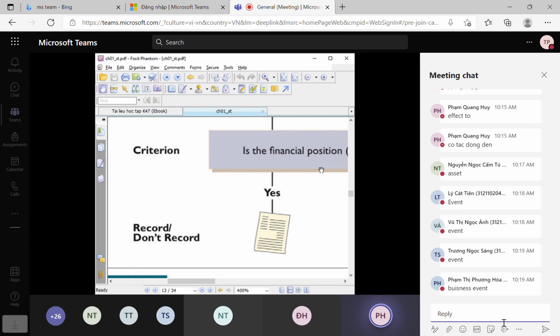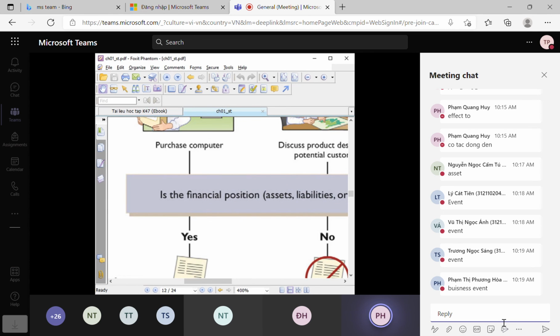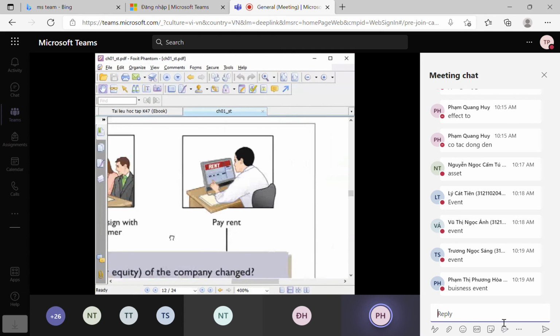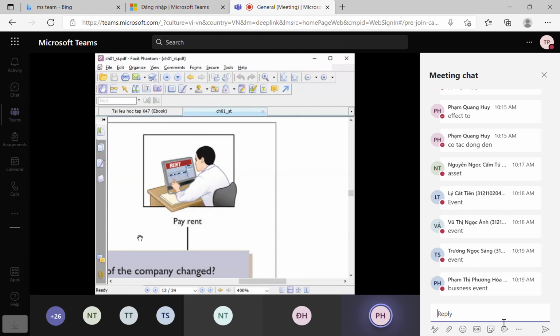Here, this one. Thank you, Hòa or Hoàng. They lose some letters, right? Yeah, the last one: pay rent. Rent, what does it mean? Right, Cát Tiên, Ngọc Ánh, and Sáng. Thank you. Pay rent. Rent, what does it mean? That's right.